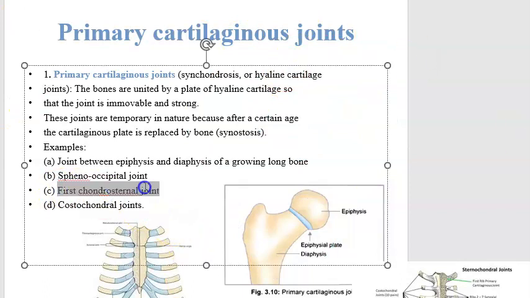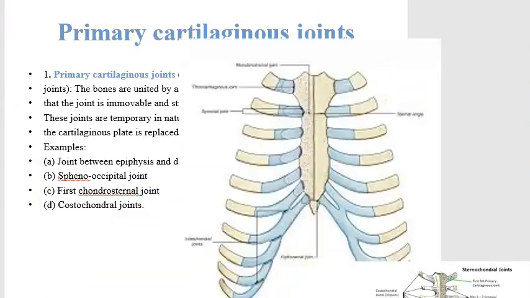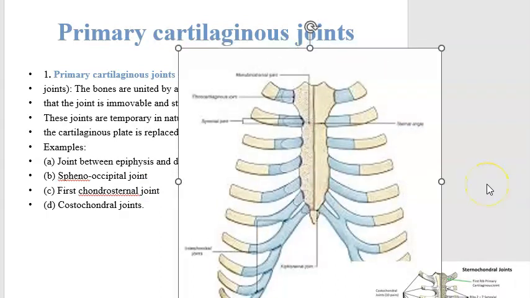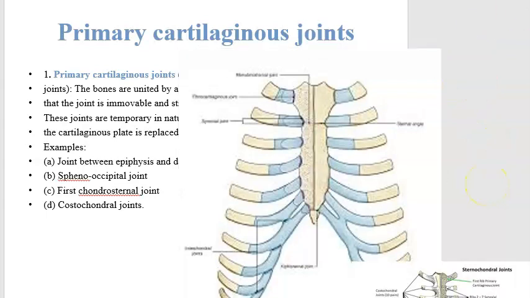Okay, then first chondrosternal joint. Very specifically they are saying only the first one. Chondro-sternal means between the cartilage and the sternum. So here you have the sternum. This is the cartilage. So the cartilage and the sternum, the first one only, is a primary cartilaginous joint. That is, this joint will become bone later. The cartilage will be there, but only this joint will become bone later. So this is important to know. This is a primary cartilaginous joint.